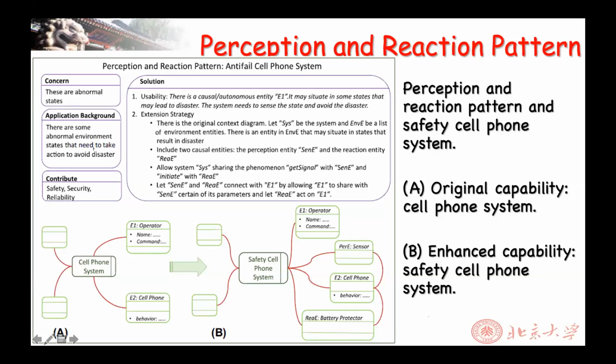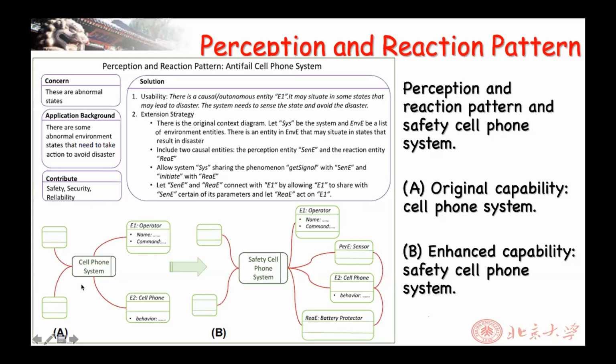And the application background is that there are some abnormal environment states that need action to avoid a disaster. For example, in a safe driving car, you need to detect anything in front of your car. If there is something in front of your car, you need to stop. So you need to take action on the abnormal state. This pattern can contribute to the safety, security, and reliability of the system.